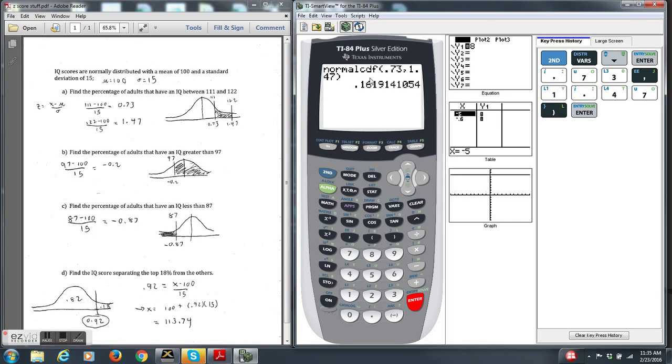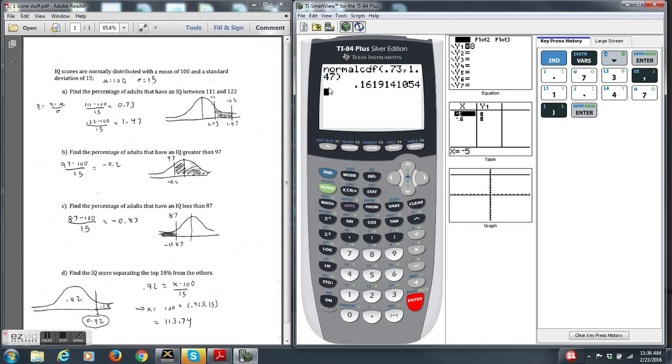If it pulls up a different menu, it goes to a different screen on some of the calculators, and it just asks for a lower bound and an upper bound. That's the 0.73 and the 1.47. So lower, upper, just from left to right. Then you always want to make sure you have your mean set to 0 and your standard deviation set to 1, regardless of what these numbers say. You could do it by putting in lower bound 111, upper bound 122, and then use 100 for mean and 15 for standard deviation. But the question's asking in parts, and they ask for the z-scores anyway, so you might as well just use 0 and 1 and use your z-scores.